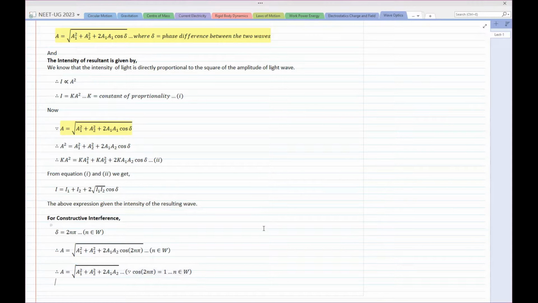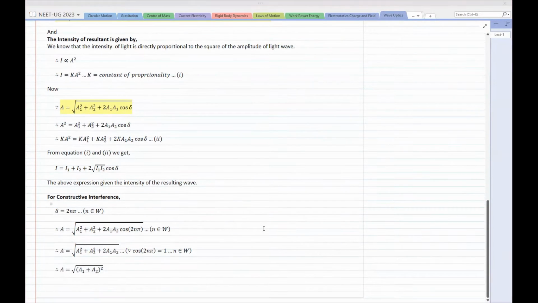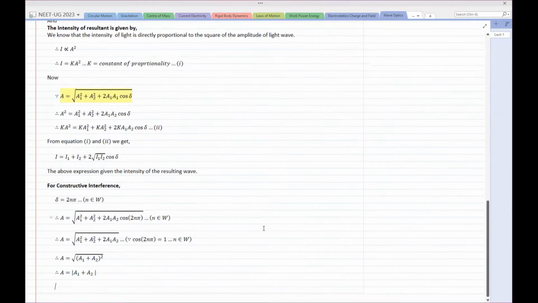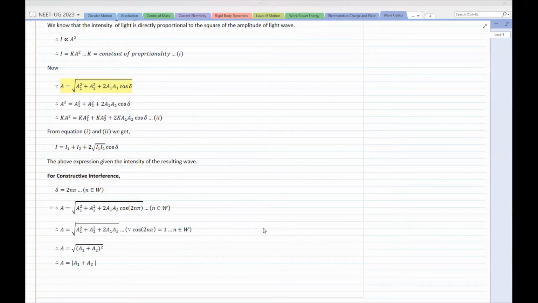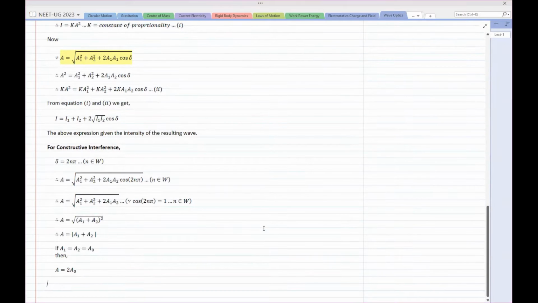So what is this now? So this is perfect square है वो actually under bracket root के अंदर. That is a1 plus a2 the whole square. Then A is simply mod of a1 plus a2. Minus sign तो नहीं देना है. Okay. And if a1 is equal to a2, in this case now, then what happens? If a1 is equal to a2 is equal to say a naught, then amplitude A becomes 2a naught. So if you have identical waves and their amplitude is the same, then you will get double the amplitude.